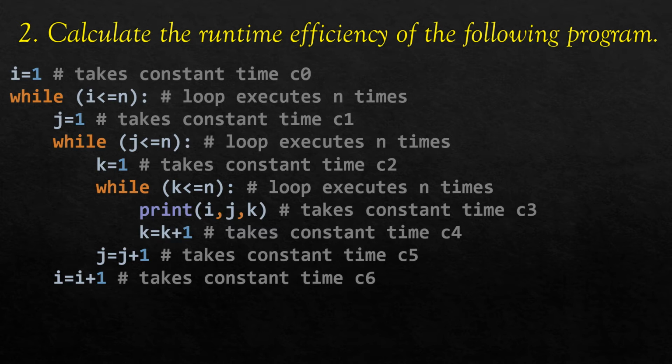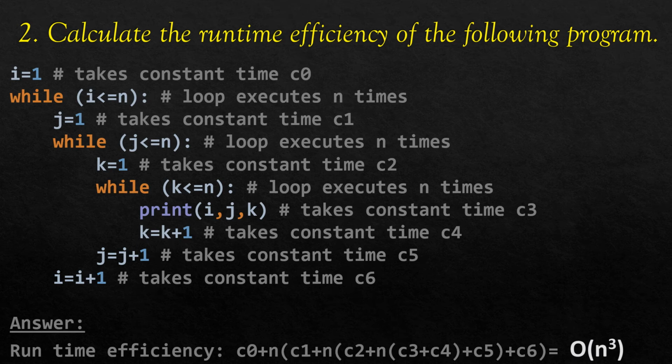You can see the output will be like this. First we take some constant time C0 for the first assignment, then n into C1 plus n into C2 plus n into C3 plus C4 plus C5 plus C6. Now these are constant times, you just overlook them. You can see here it is n into n into n. That means the order of complexity of this algorithm is order of n to the power 3.